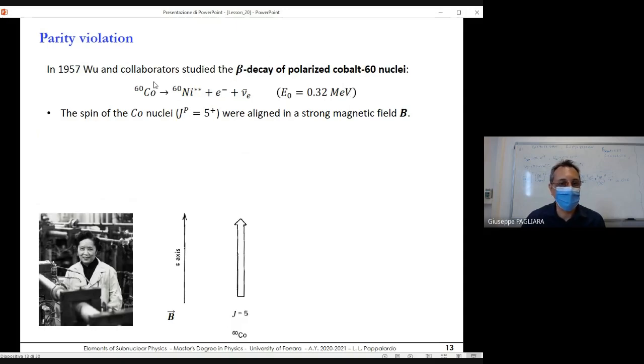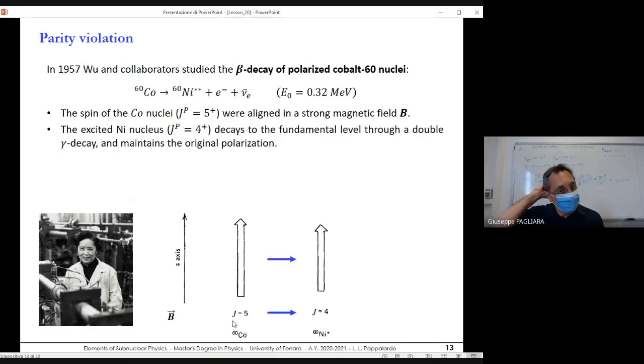Now, the spin of the cobalt nuclei, which is 5 in units of h bar, was aligned in a strong magnetic field. So you see here the direction of the magnetic field, and this is the direction of the spin of our cobalt nuclei. Now, the cobalt decays by beta decay into the nickel, and the nickel has spin 4. First of all, it is created in an excited state, and then it decays to the ground state with the emission of 2 photons. But in this electromagnetic decay, it maintains the original polarization. So the nickel is now here.